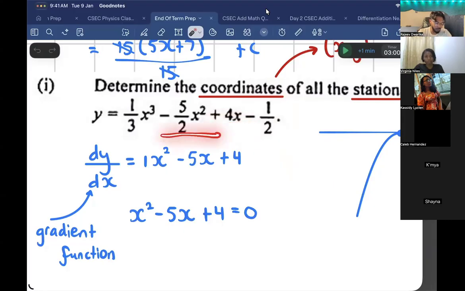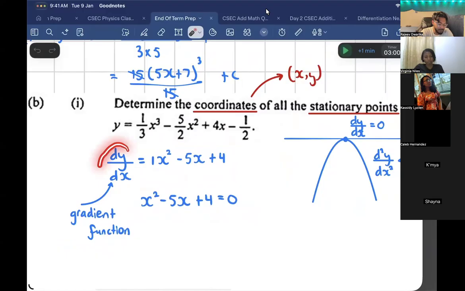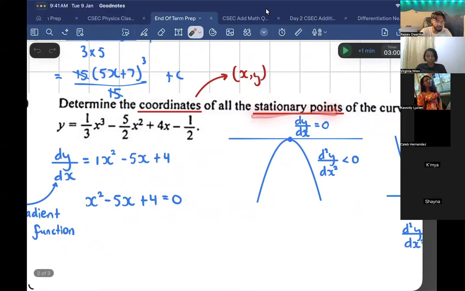Minus 5 over 2 x squared would change at a rate of minus 5x. A third x cubed would change at a rate of 1x squared. Right? And this over here is your gradient function. We are trying to find the stationary point where the gradient is... Somebody remind me. At the stationary point, what's the gradient? 0. Cassidy, you have that locked in, right? The gradient is, yes, 0.